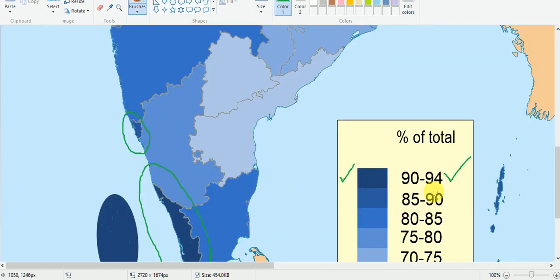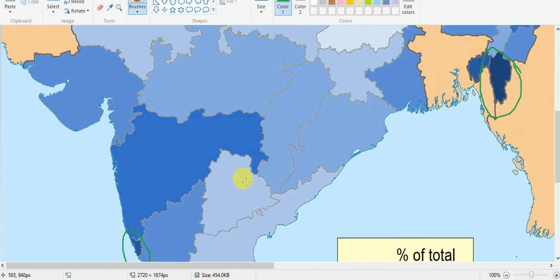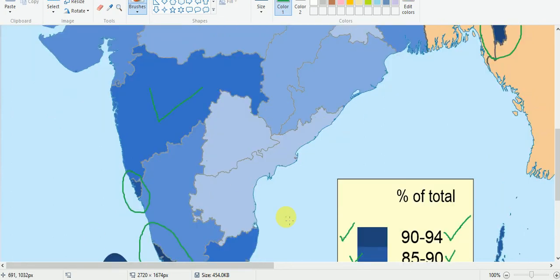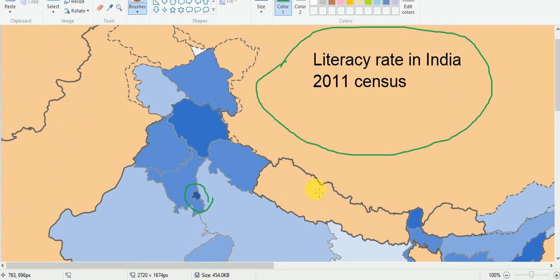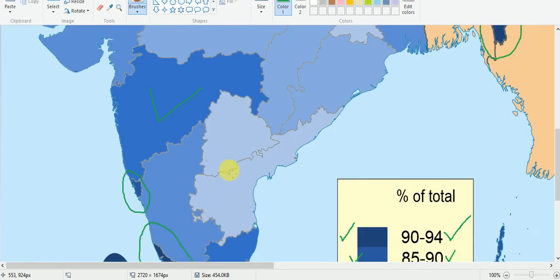And next we have 80 to 90%. This tint represents 85 to 90%. Here we have states like Maharashtra, and Himachal Pradesh and so on.